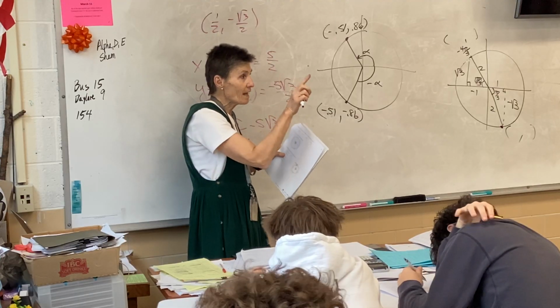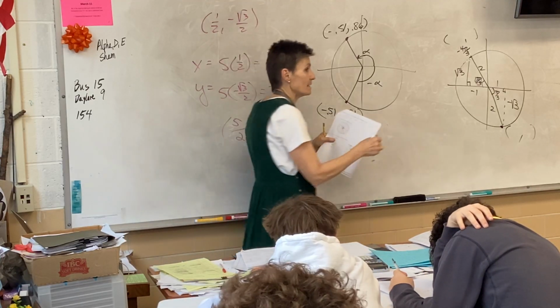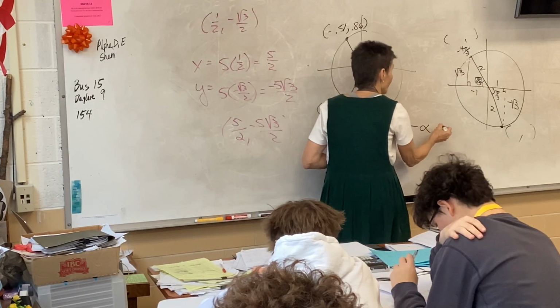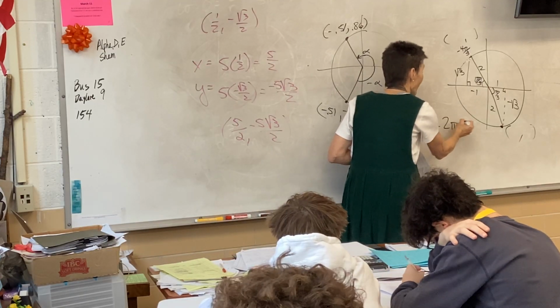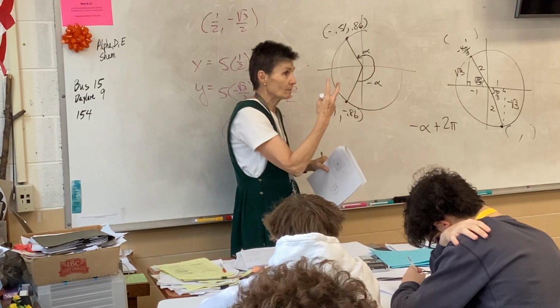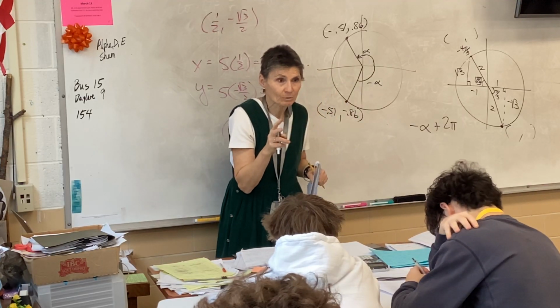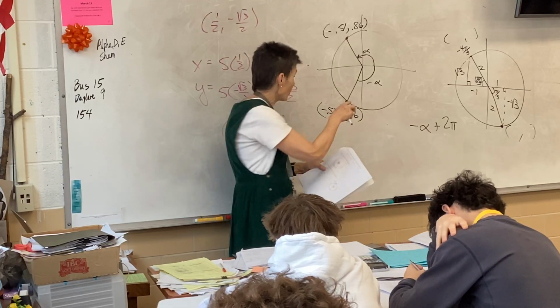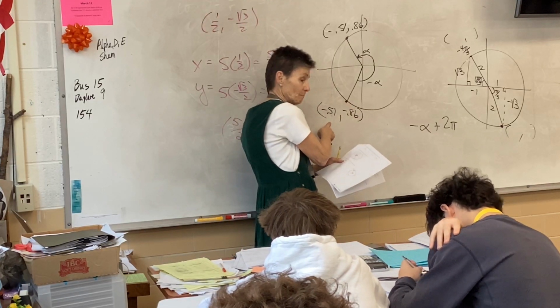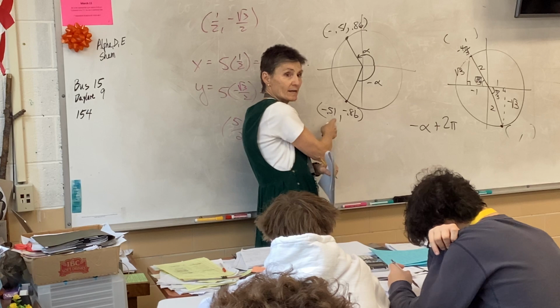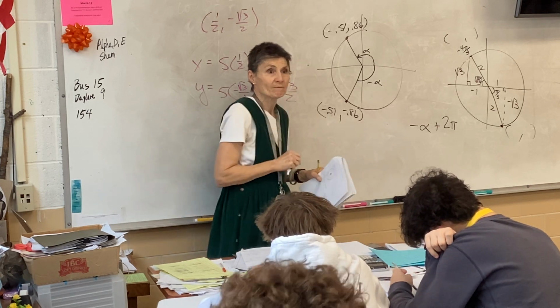All right, then let's go up to A. A is negative alpha plus 2 pi. But wait, what does adding 2 pi do? Nothing. So that's going to be right here. And we want cosine, so the answer is negative 0.51.